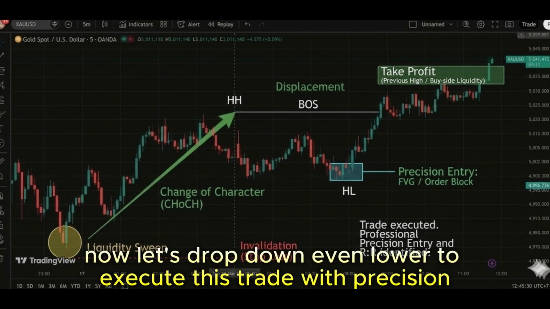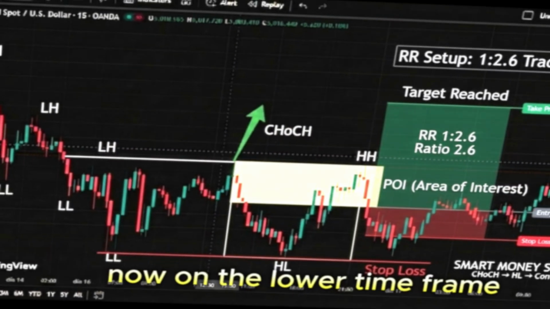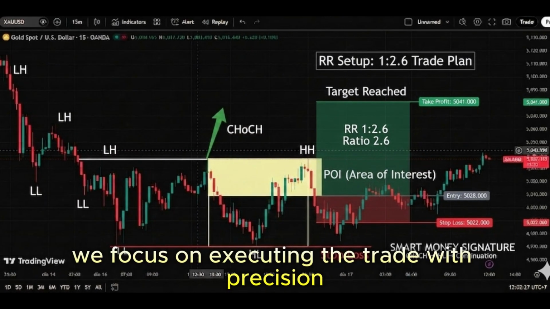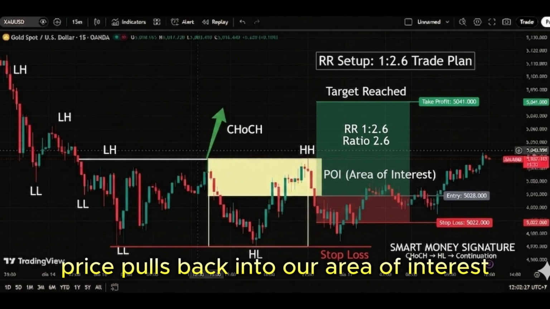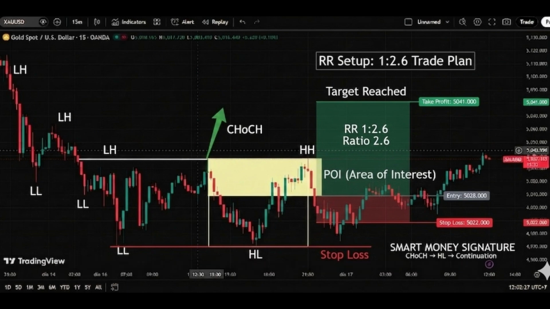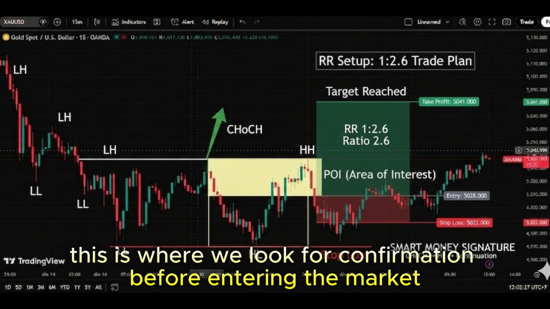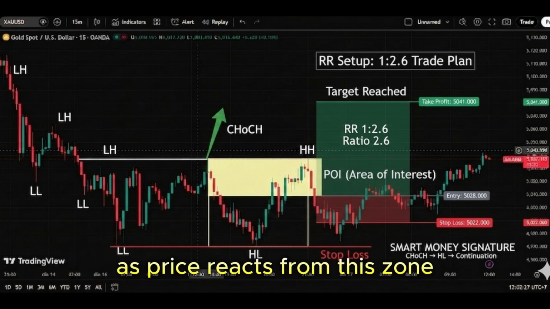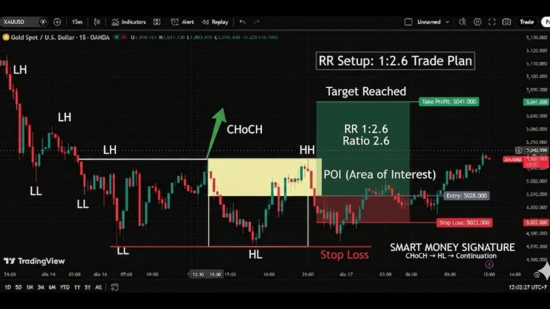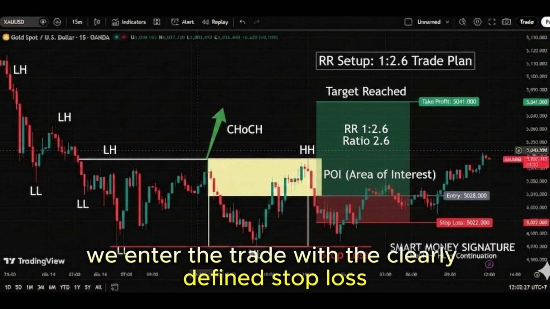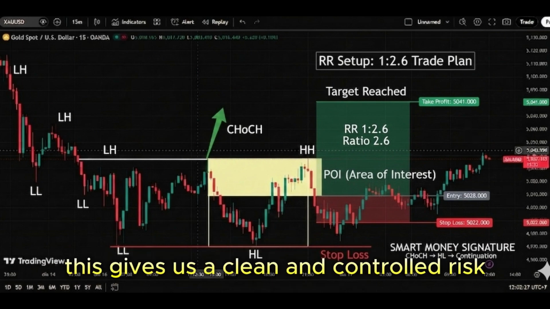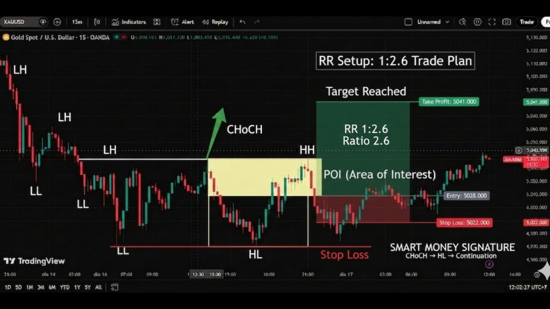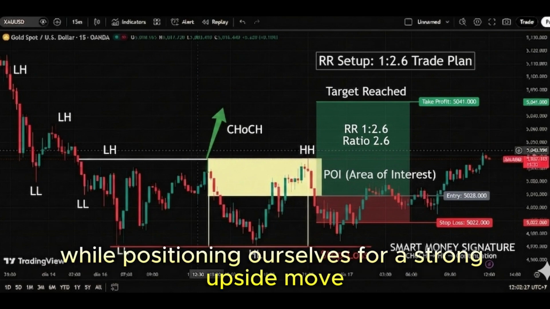Now let's drop down even lower to execute this trade with precision. Now on the lower time frame, we focus on executing the trade with precision. After the change of character, price pulls back into our area of interest. This is where we look for confirmation before entering the market. As price reacts from this zone, we enter the trade with a clearly defined stop loss below the invalidation level. This gives us a clean and controlled risk, while positioning ourselves for a strong upside move.